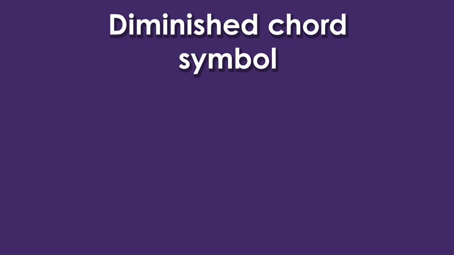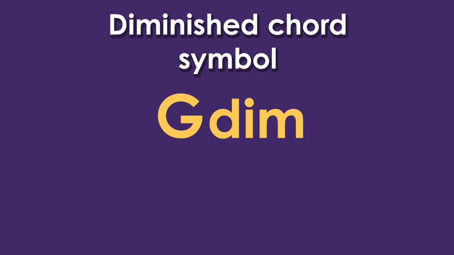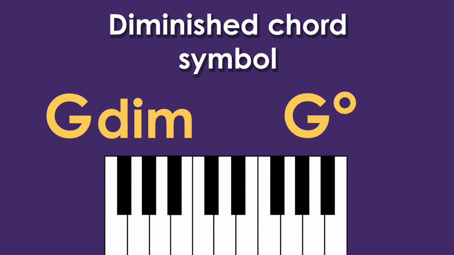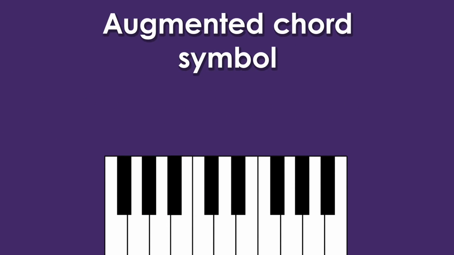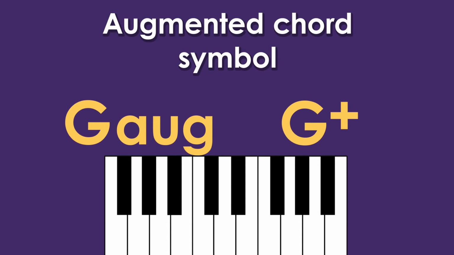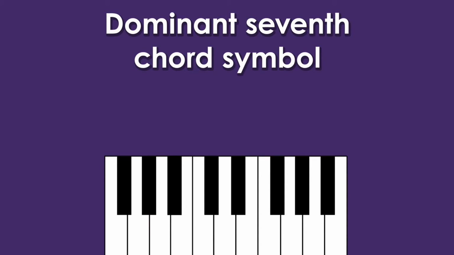For the diminished chord, you'll see an uppercase letter, but it will either have a dim after it or a small circle. Both of these mean diminished. For augmented, you will see an uppercase letter, then AUG, or a plus sign after it. Both of these mean augmented. For the dominant seventh chord, you will see the uppercase letter, then a number 7 after it.